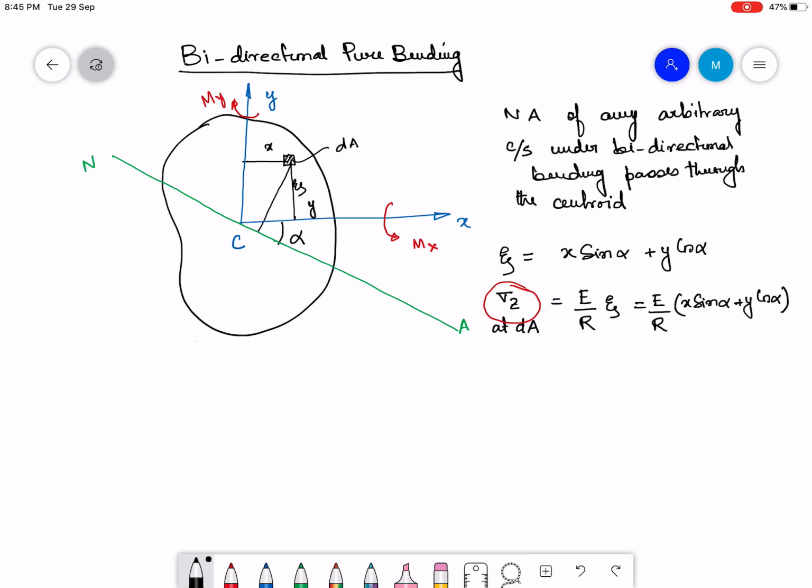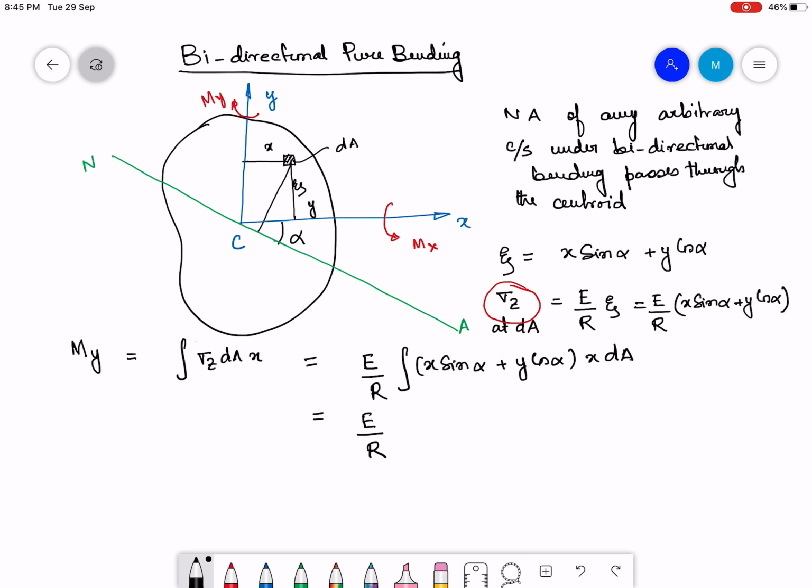So My can be written exactly similar to Mx. My is sigma z dA, the elemental force over the area dA, into x. As simple as that. So that can again be written as E by R, x sine alpha plus y cos alpha, into x into dA. I will skip the in-between steps, and that can be written as E by R, x square sine alpha plus xy cos alpha, into dA.